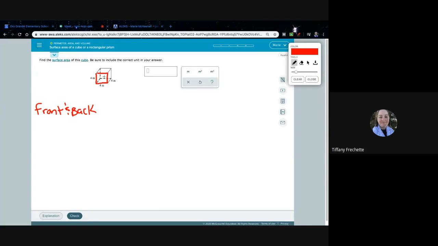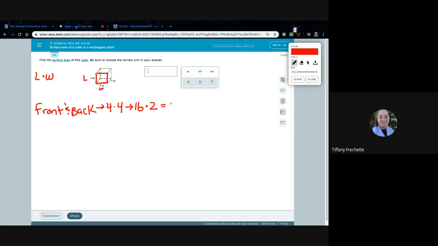But the back would be this other back side here, okay? So we have 4, because we have length and we have width. Remember, we're always going length times width. That's how we find the area of a rectangle or square. So we have 4 times 4, which gets me 16. Remember, I have a front and a back, so I'm going to multiply by 2.